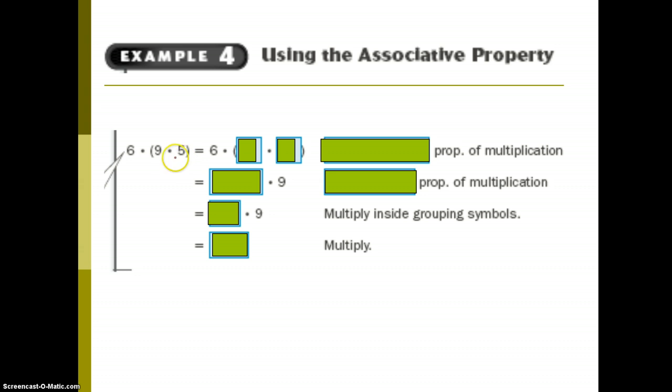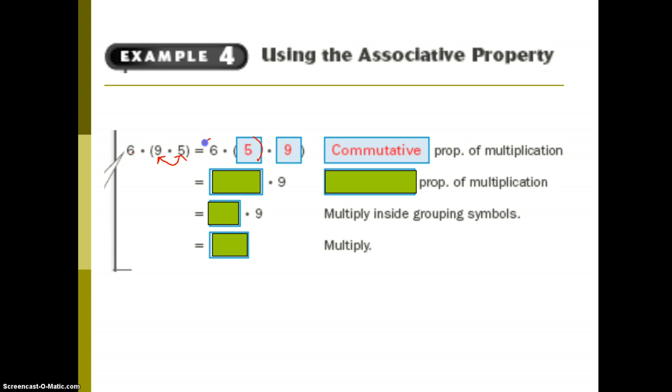Example 4. I'm going to change it so that the 6 and the 5 are next to each other. What do we call that property? When we are moving the 5 place and the 9 place. So you're switching it around. That is called commutative property.